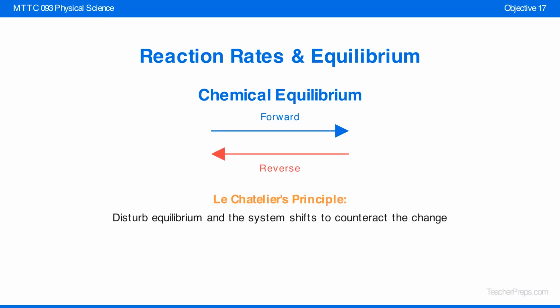Now, chemical equilibrium occurs when the forward and reverse reactions happen at equal rates. Le Chatelier's principle states that if you disturb an equilibrium, the system shifts to counteract the change. For example, when you open a bottle of soda, the CO2 gas escapes, so the equilibrium shifts to produce more gas, which is the fizzing you see.